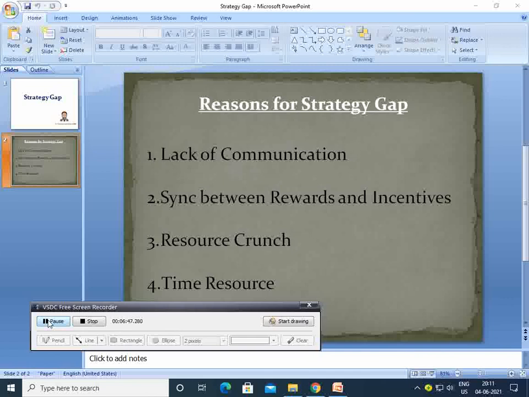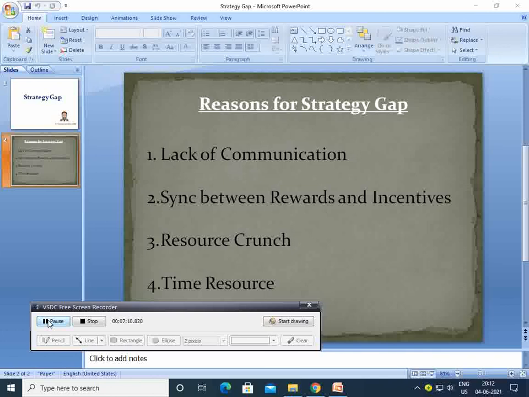The fourth thing is time resource. Again, the researcher Norton has proved that 90% of top managers spend less than 1 hour per day to discuss and focus upon the organization's strategic plan. This in turn would lead to strategic gap. Time is the key resource that they need to spend on a regular basis upon the organization's strategic plan.